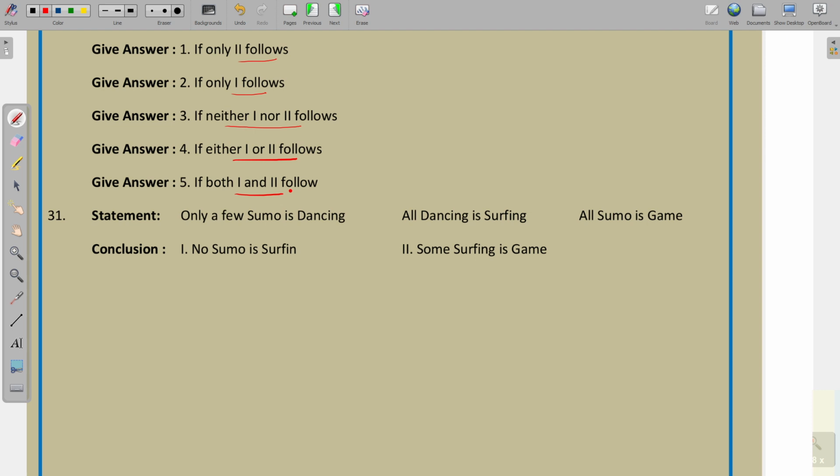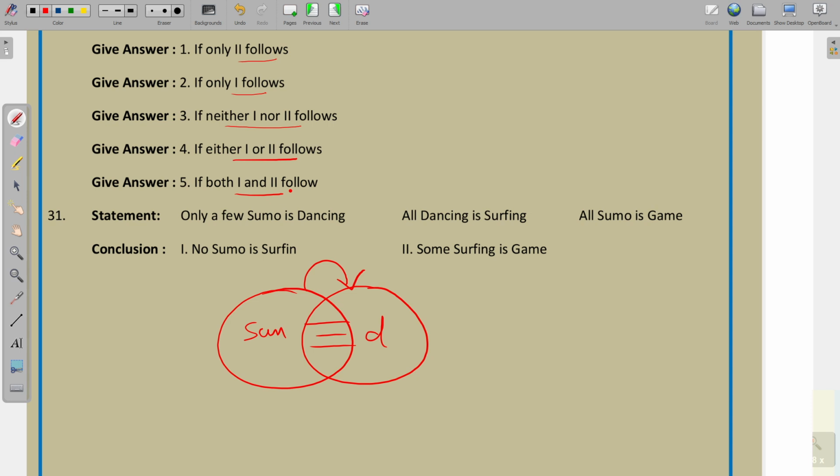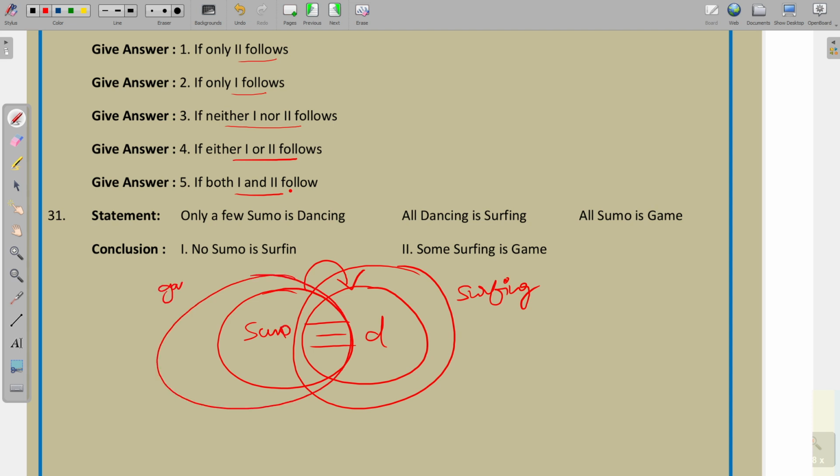See the first one. Only a few sumo is dancing. All dancing is surfing. All sumo is game. It is the Venn diagram. See the first conclusion, no sumo is surfing. So here only some and all follow.